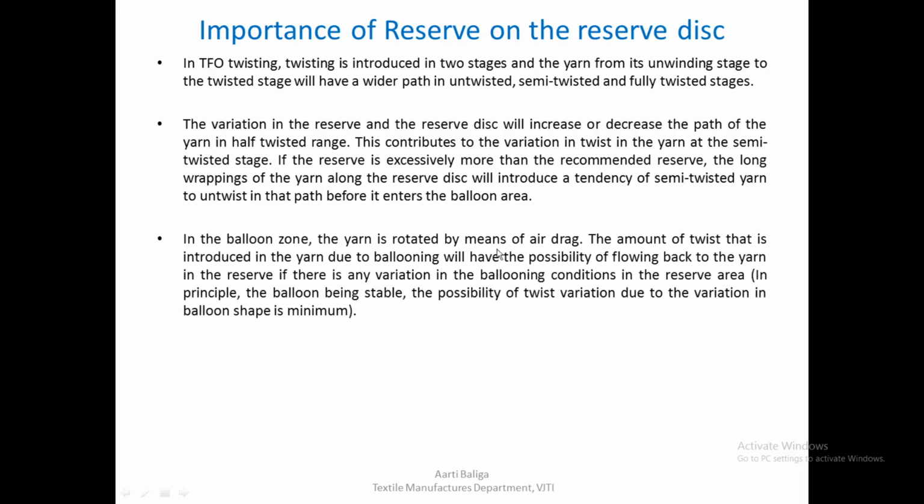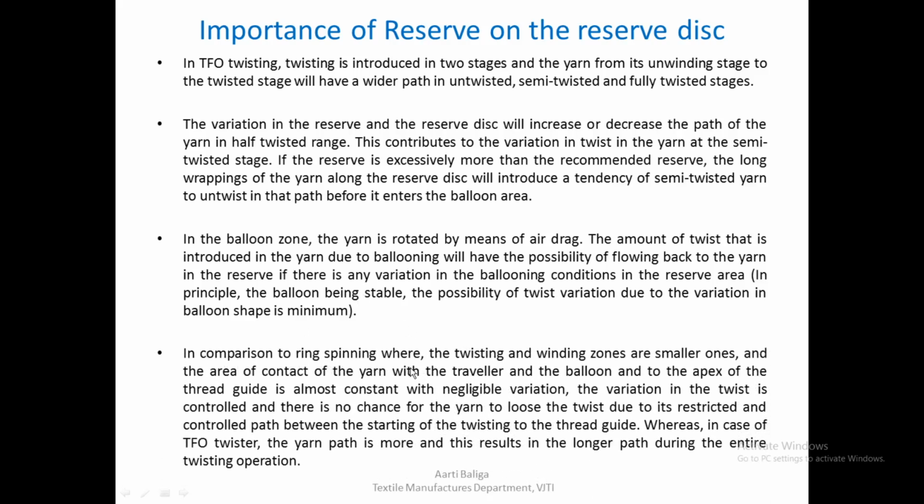In the balloon area, the yarn is rotated by means of air drag. The amount of twist that is introduced in the yarn due to ballooning will have the possibility of flowing back to the yarn in the reserve area if there is any variation in the balloon conditions. So whatever balloon conditions are there, any changes, kind of tension change variations in the balloon, will lead to a variation in the twist flow into this particular reserve area. In principle, the balloon being stable, the possibility of twist variation due to the variation in balloon shape is minimum.